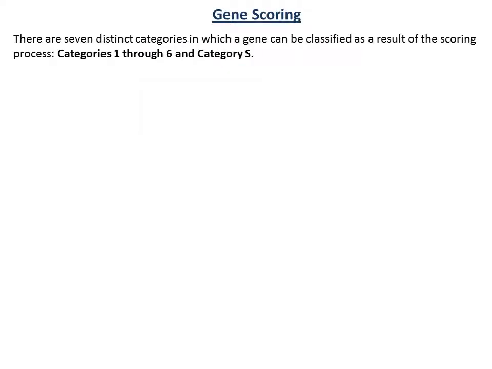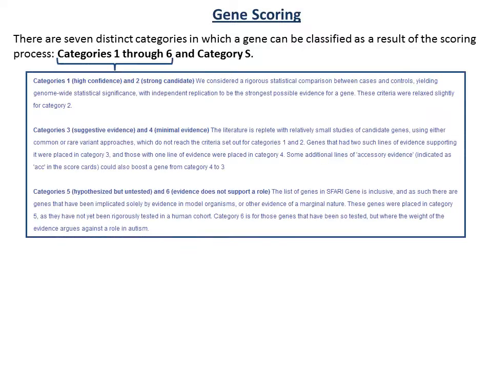Now let's talk about the gene scoring process. There are 7 categories in which a gene can be classified. These range from Category 1, which is the highest confidence category, all the way through to Category 6, for which there is no support for a link for that gene to autism.